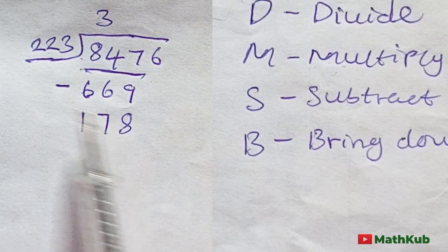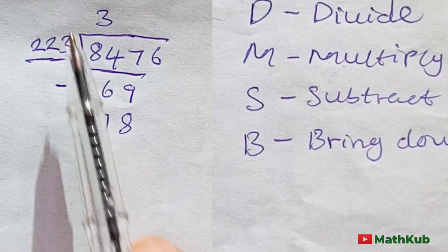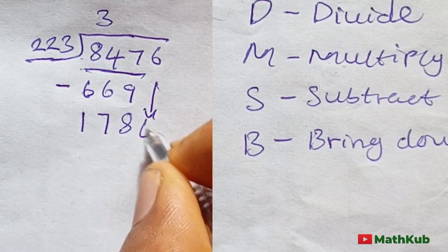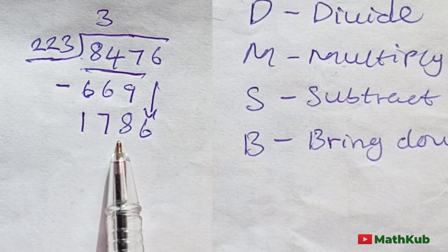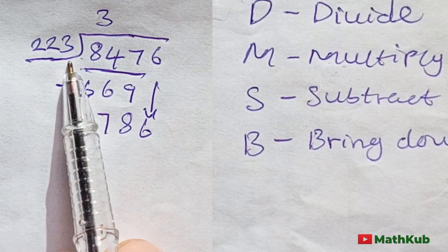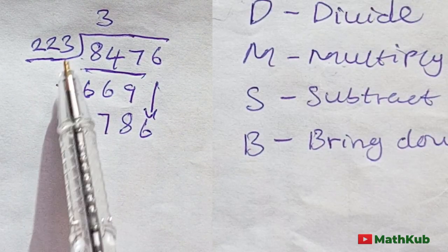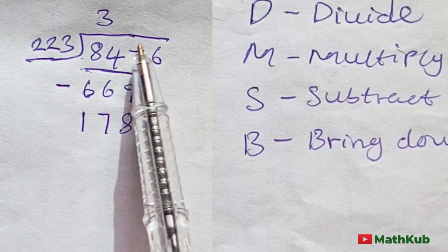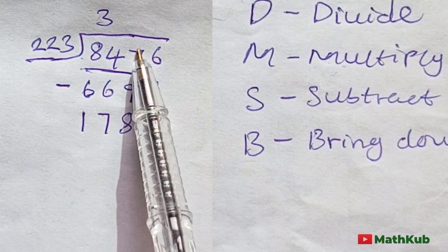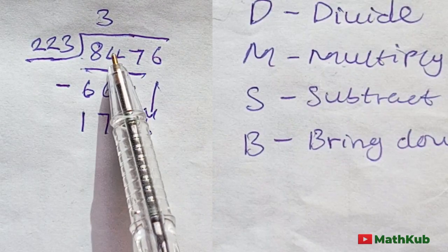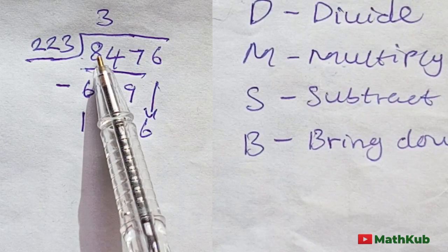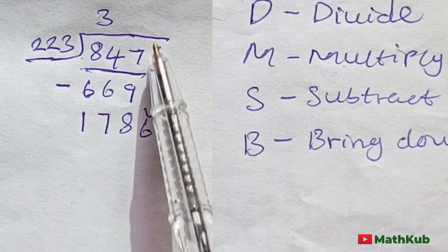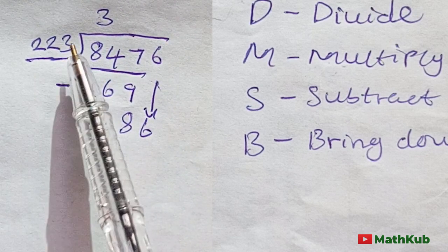So can you divide this by this? No. Can you divide 178 by 223? No. You now bring down the 6. Now divide 1786 by 223. We check 4 here and we add 8, 8 and then 12 here. So it will be 8, 9 and 2. If we multiply that by 2, we should have 1600 and so on.